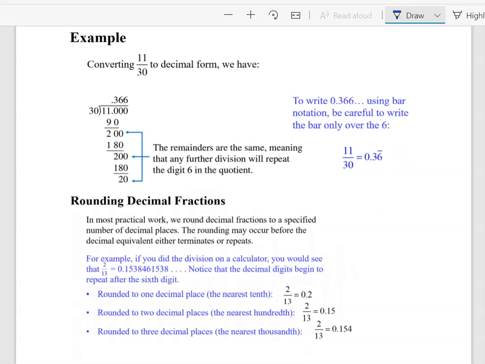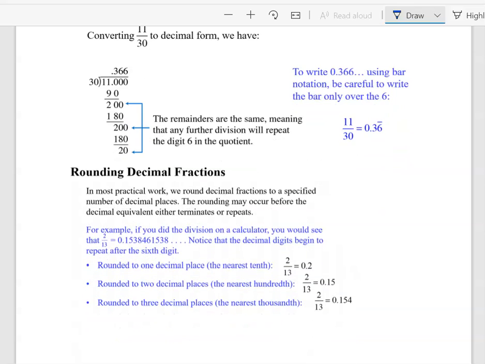How do we round decimal fractions? Well, if we want to round to 1 decimal place, the nearest tenth, they've given us this example right here. It was 0.1538, and it keeps going, right? So if I'm rounding to the nearest tenth, I would stop here, look next door. Since it's 5 or bigger, I would want to round up. So you stop at the tenths place, look next door, and see if you need to round up.